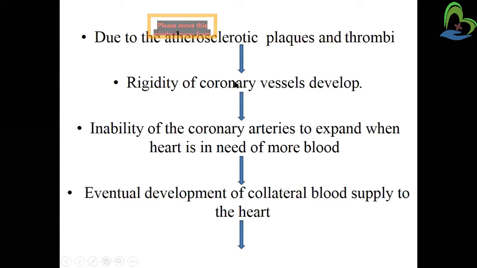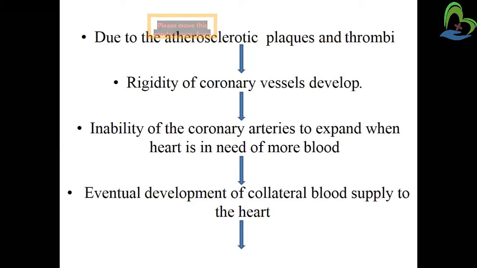Rigidity of these coronary vessels will develop. And if rigidity occurs, it means they are getting stiffer and losing elasticity, meaning the coronary arteries are unable to expand when the heart is in need of more blood. If there is no contraction, no relaxation, and elasticity is not there, the coronary arteries will not give sufficient blood supply to the heart, because its demand has already increased, but supply is getting blocked somewhere. Then eventually, collateral blood supply to the heart develops.